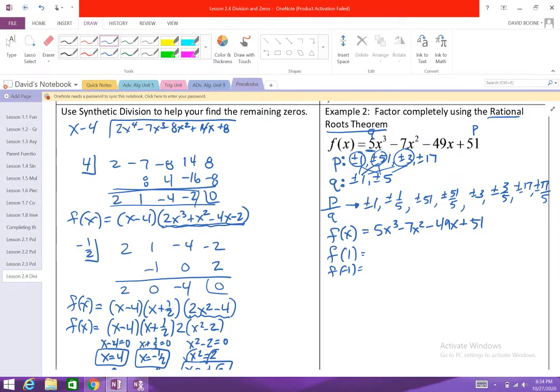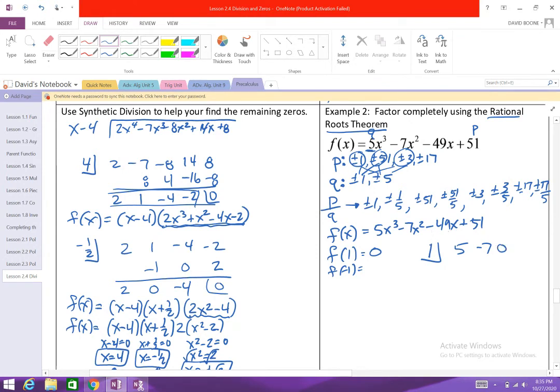So, all right, just to cut to the chase a little bit, I will tell you that f of 1 does work. If I put 1 into this, I do get 0. I'm going to check here. This would be 5 minus 7, which would be negative 2. Negative 2 and negative 49 is negative 51, and then 51 and negative 51 is 0. So that one works. And you can even test it by taking this 1 and doing the synthetic division into this. So we get 5, negative 7. We'd have to put a 0 in there.